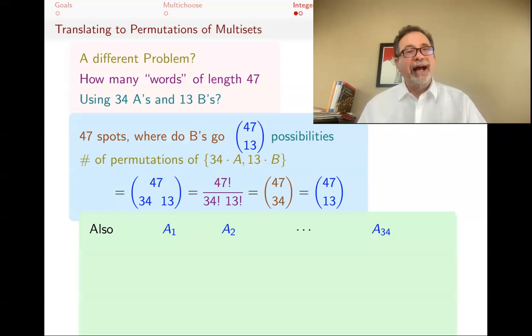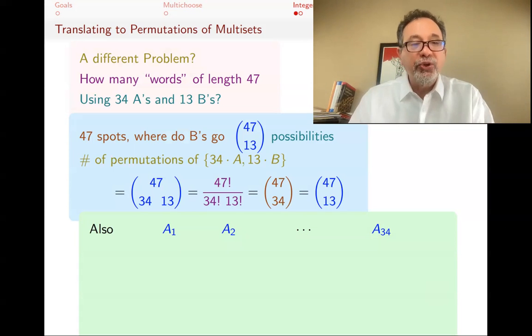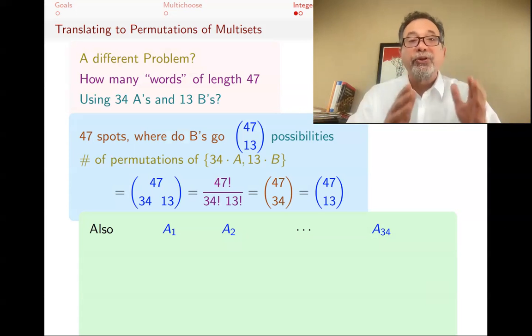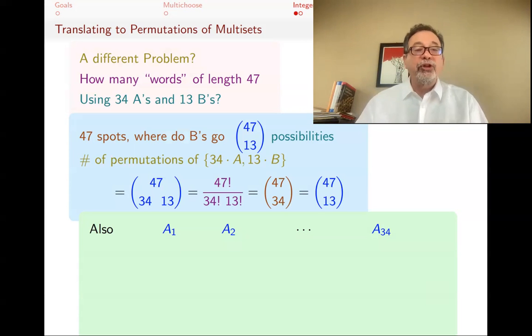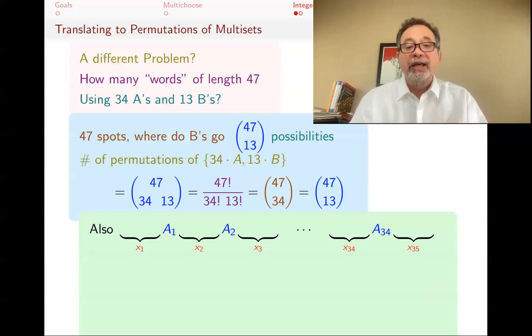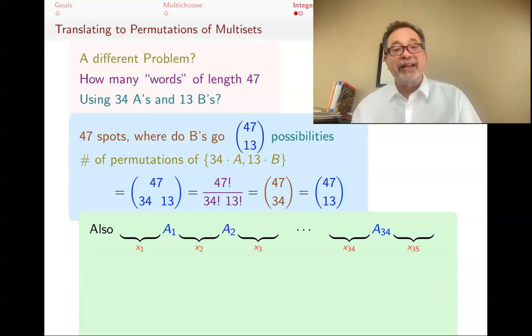Okay, but I'm going to solve this problem that I just solved in a different way. I'm going to say, place your 34 A's in a row. The A's are all the same. I put them A1, A2 through A34, so that you know I put 34 A's down. And then what I'm going to do is decide where the B's go. So where are the B's going to go? Well, between these A's. There's going to be some of them that go before A1, some of them that go before A2, some of them that go before A3, some of them that go before A34, and some of them that go after A34.